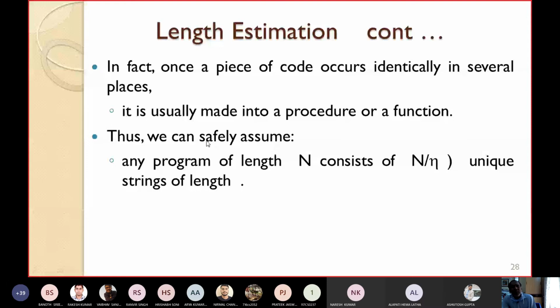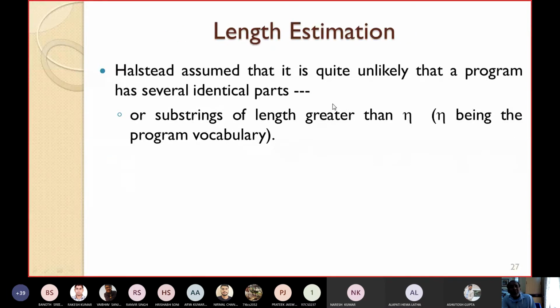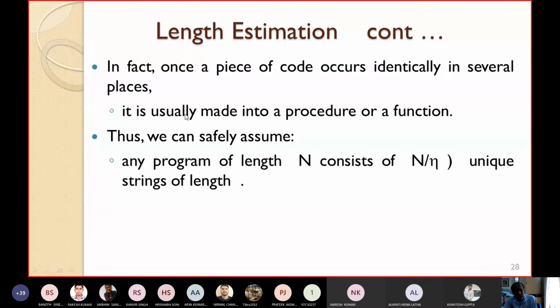Thus, we can safely assume that any program of length n consists of n by eta unique strings of length eta, since we assume that a program has very few identical parts or substrings of length greater than eta.